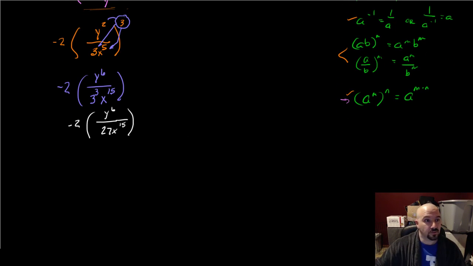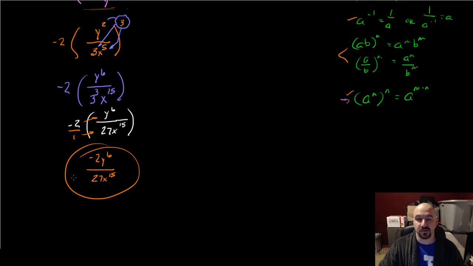From here, recognize that -2 is really just -2 over 1 as a fraction, and you multiply straight across. So this is going to be -2 y to the 6 over 27x to the 15. That is the final answer.